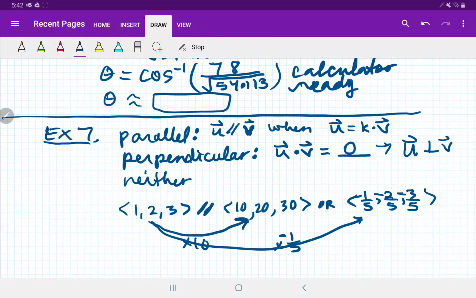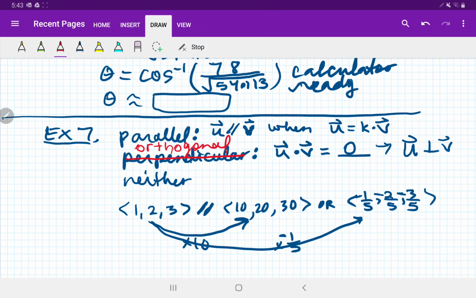Okay, but they didn't call it perpendicular. So let me actually cross out perpendicular because they didn't call it perpendicular. Do you remember what the name was? It had a name. It started with an O, and then an R, and then a T. Do you remember? H, O, G-O-N-A-L. Remember? Orthogonal. So orthogonal basically means perpendicular.